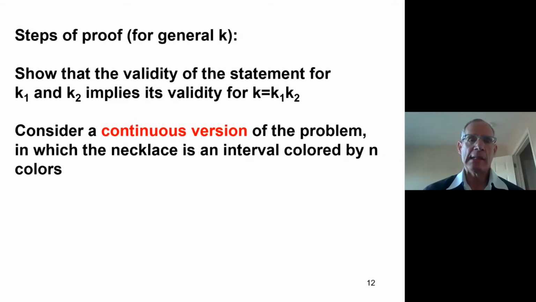Then another one is to change it to a continuous problem because we want to apply topology. So we just change the necklace in the obvious way to an interval colored by n colors. We replace each red bit by a small interval colored red, and this will give us some n probability measures if you normalize them. And what we'll try is to cut each of these probability measures in a fair way.